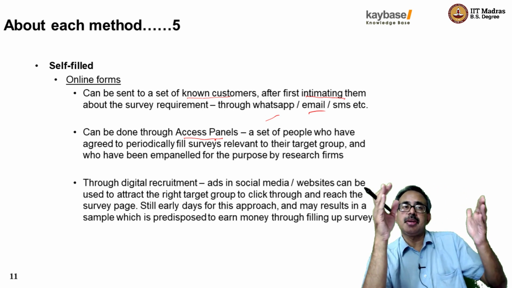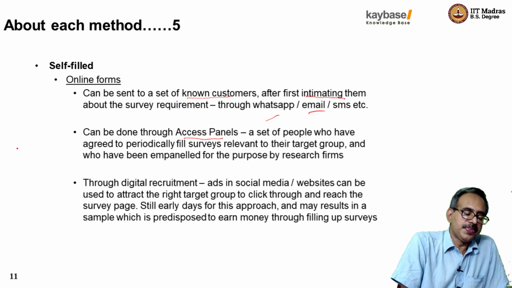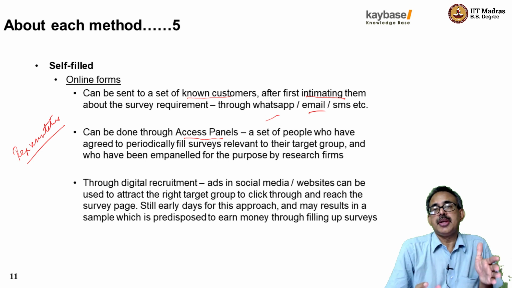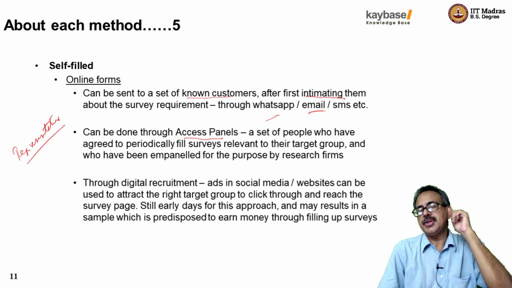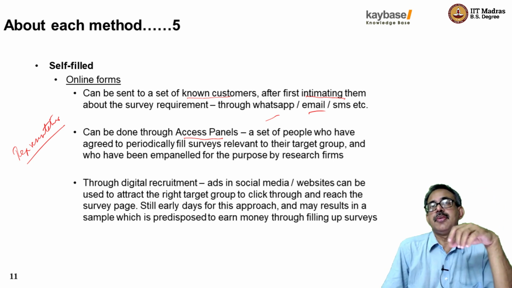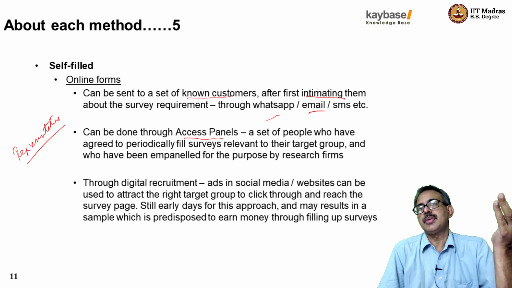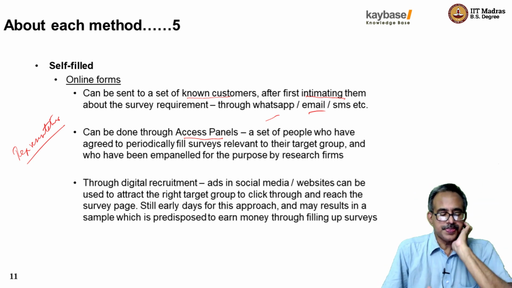And for an access panel to give you a representative sample, that is the challenge here. For it to be a representative sample, it needs to be a really large panel. If it's a small panel, there's a danger that you've only taken those people who don't have too much to do otherwise, who are just free to sit around and answer questionnaires. Therefore, the sample may not be representative.